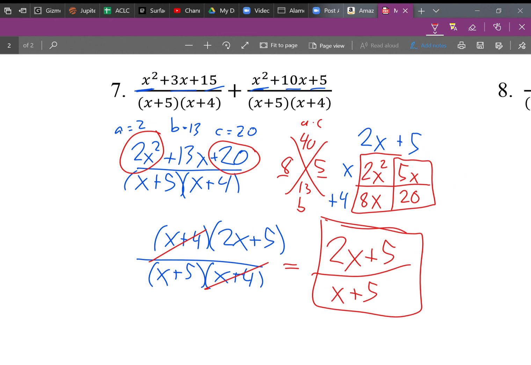All right, so go ahead and finish off this thing. On the next worksheet, we're finally going to see what we do when the denominators do not match. So finish this one up first, though.